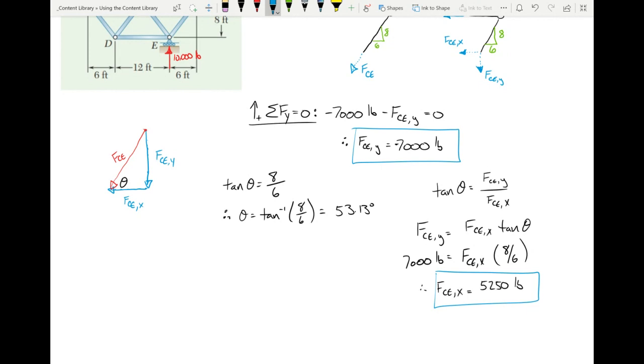Barring my little typo there with getting my subscripts backwards, is everybody with me sort of how I'm going about this? Oh, the negative 7,000. I'm getting to the sign convention here in a second. But I'm just talking about the numerical values. Don't worry, I'm going to get to the sign convention. I promise. I just want to make sure you're following the numbers.